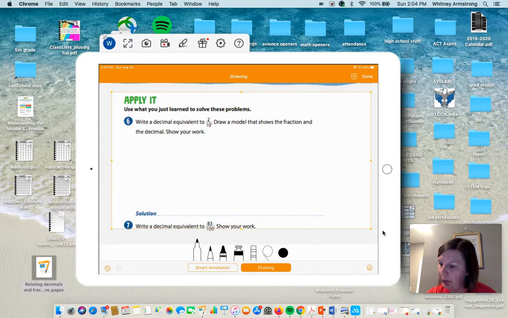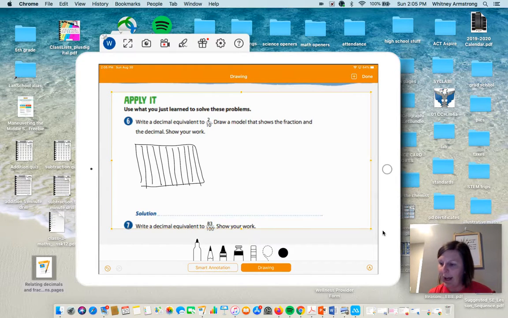Okay, so we're going to draw a model. So we're going to do a base 10 block for our model. All right, so there's that. So this will end up being 2/10. So I know that I need to shade in 2 of these. Okay, so 2/10.